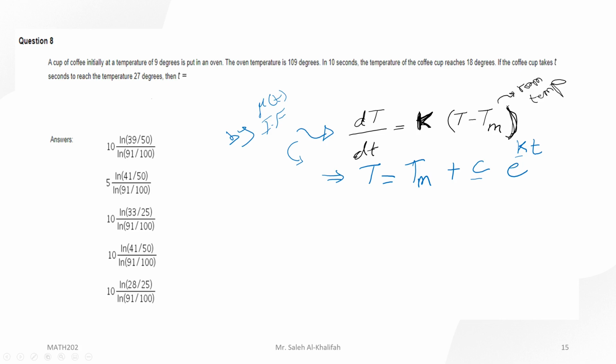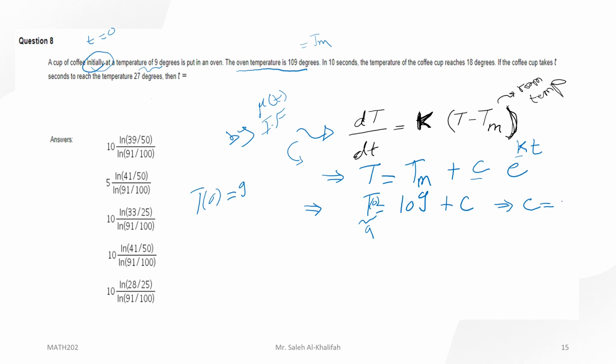Okay. طيب, now it says the oven temperature is 109 degrees. This is Tm. So we have Tm equals 109. Okay. بعدين قالك initially, يعني at t equal to 0, the temperature of the cup is 9, معناته T of 0 equals 9. We substitute, راح يطلع لنا كم؟ T of 0 equals 109 plus c e to the power 0, which is 1. T of 0 this one is 9. So this implies what? C is minus 100. وهنا 109 ناقص 100 راح يعطيك 9.